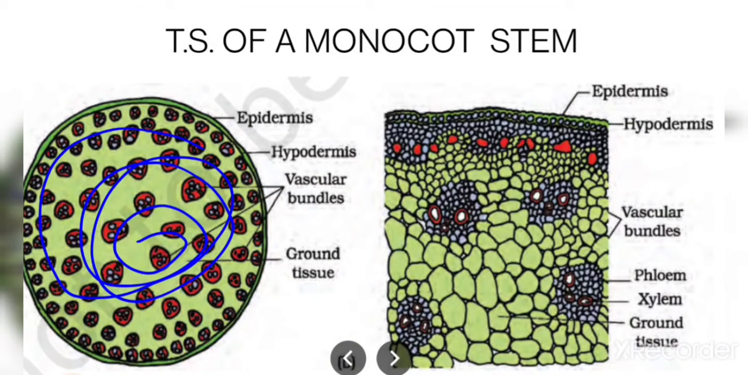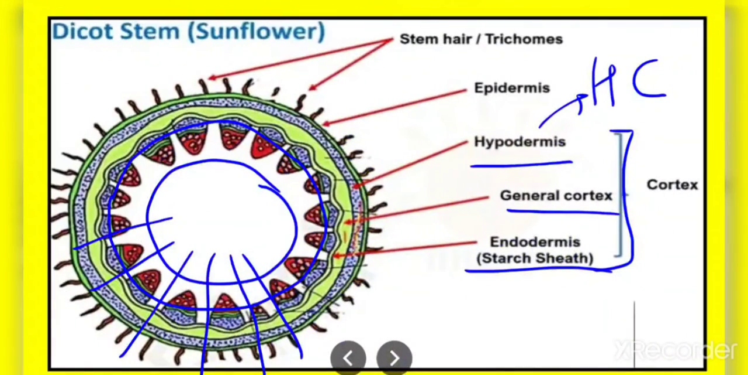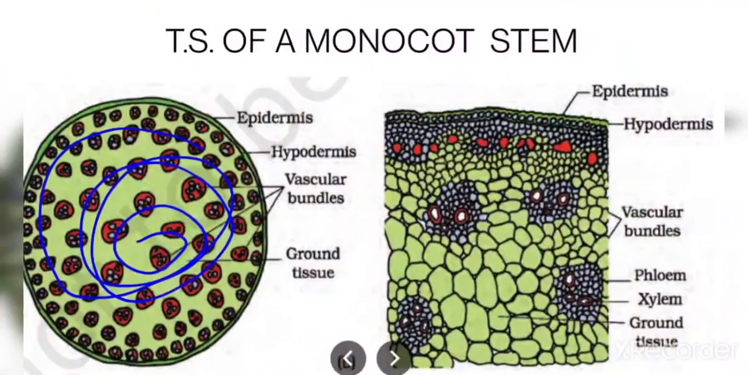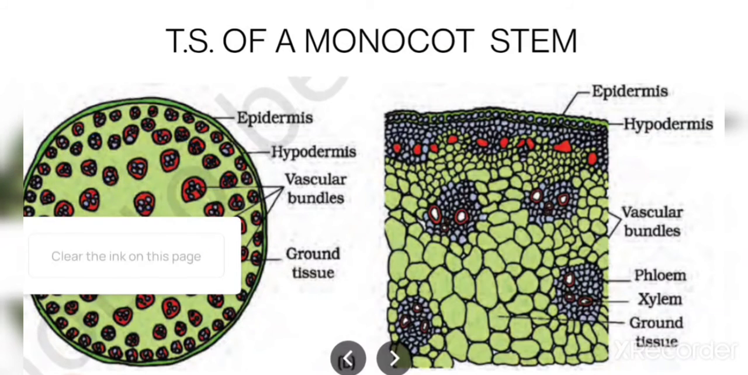What kind of vascular bundles? Earlier we saw that vascular bundles were of ring type. They were all arranged in the form of a ring. But in the present slide, that is the monocot stem, we can see that vascular bundles are all scattered. They are all scattered within the ground tissue.